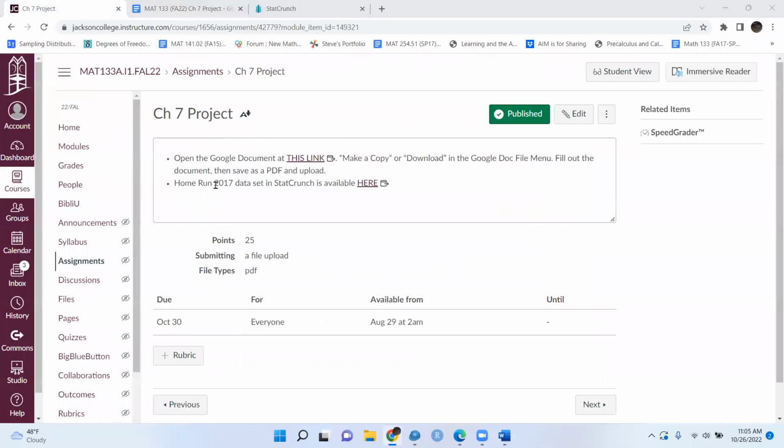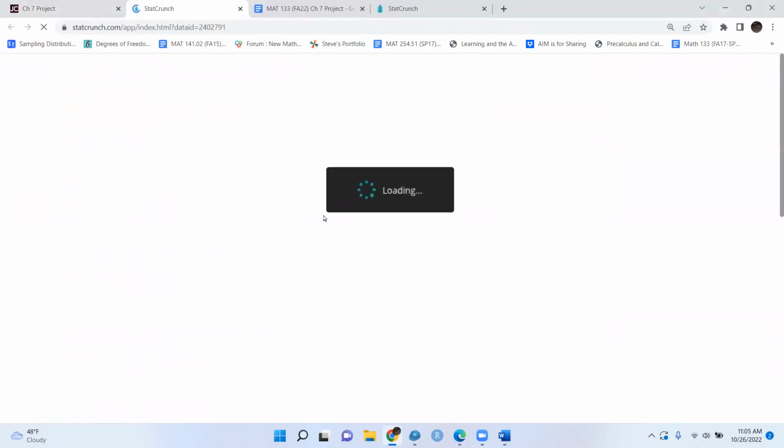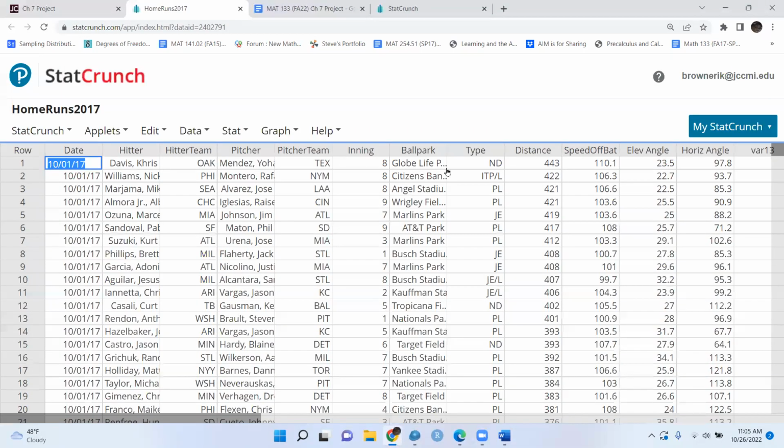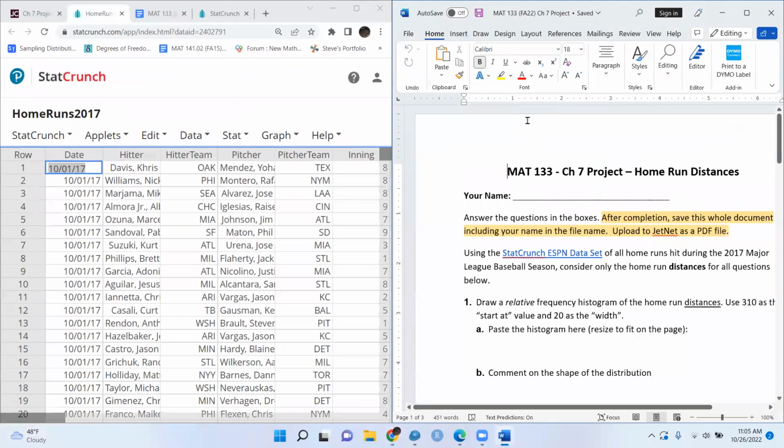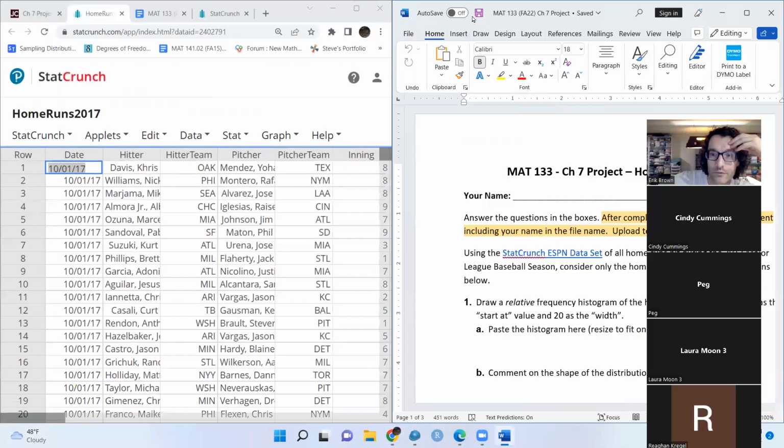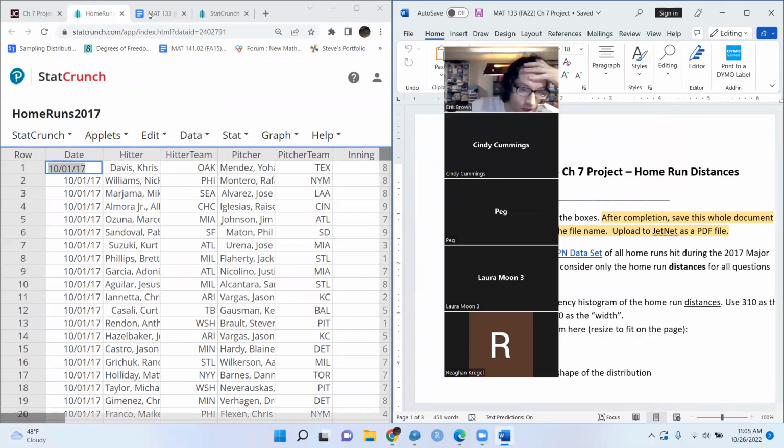And then there's a home run 2017 data set in StatCrunch. There's a link here. So if you click that link, it'll open the data set in StatCrunch, so you don't have to search for it. If you haven't signed in yet, you'll have to click here and sign in so that you have the data set. So let me pause here and let's make sure we're all on the same page, that everyone has the Word document downloaded from the Google Docs document and has the data set opened in StatCrunch.